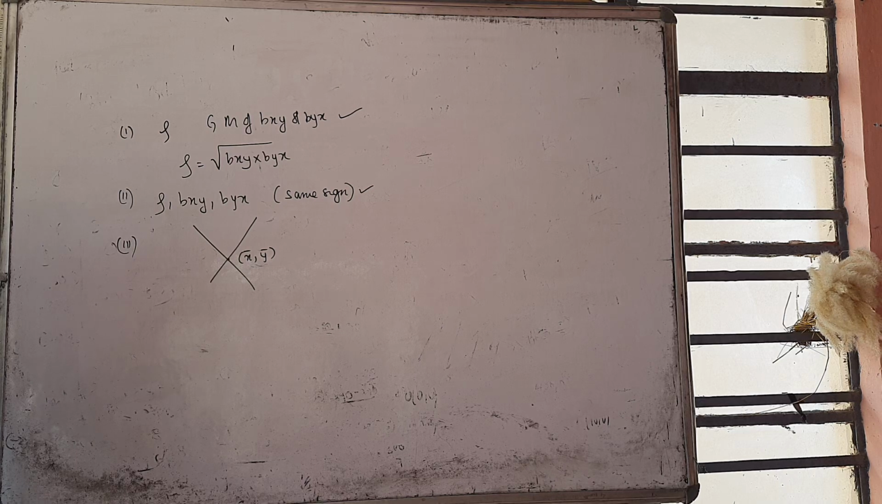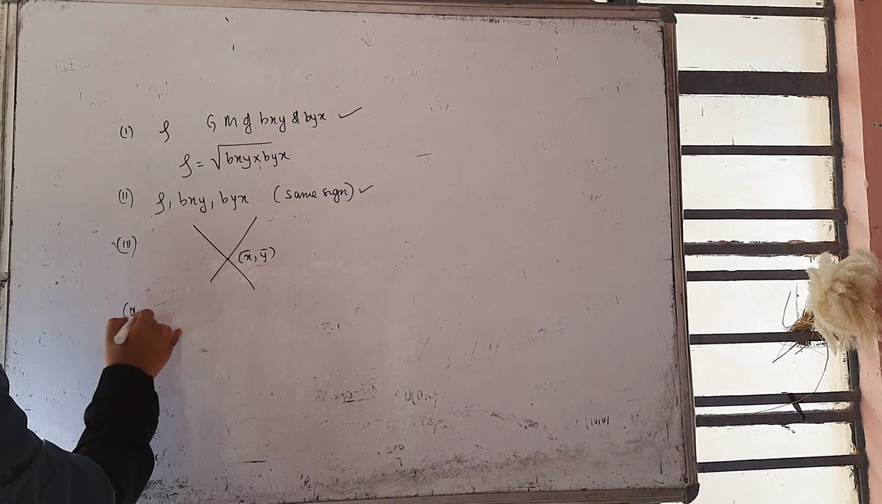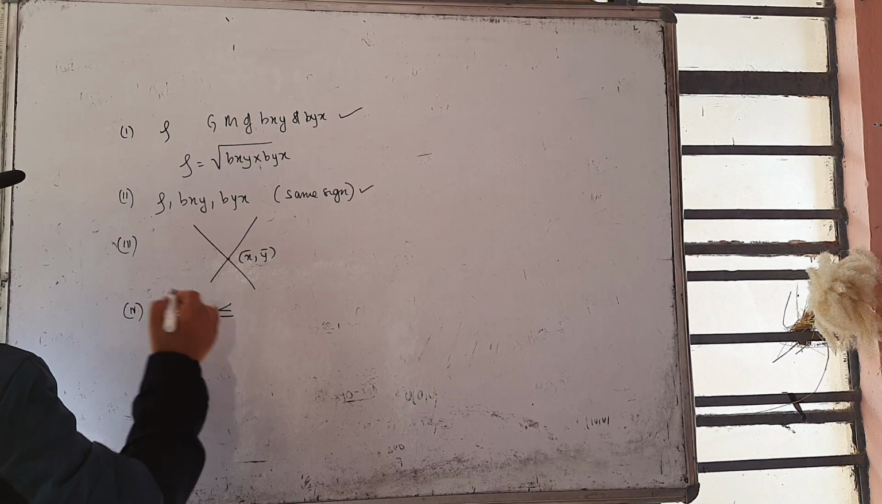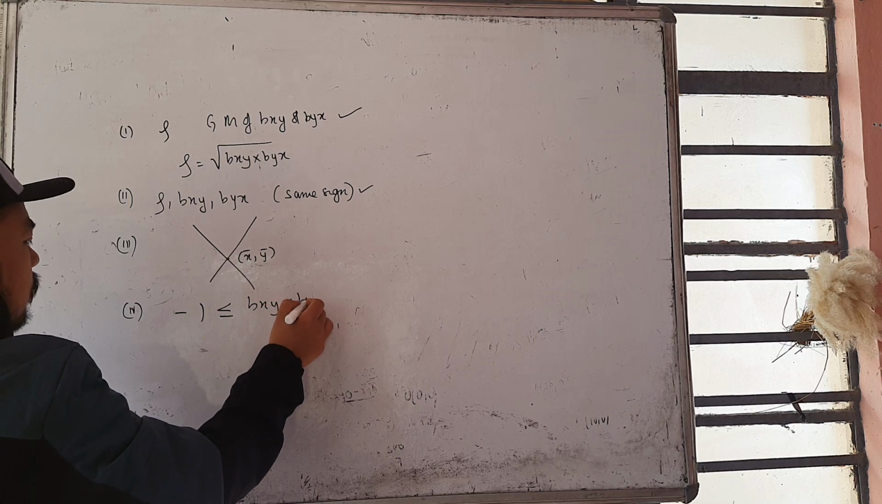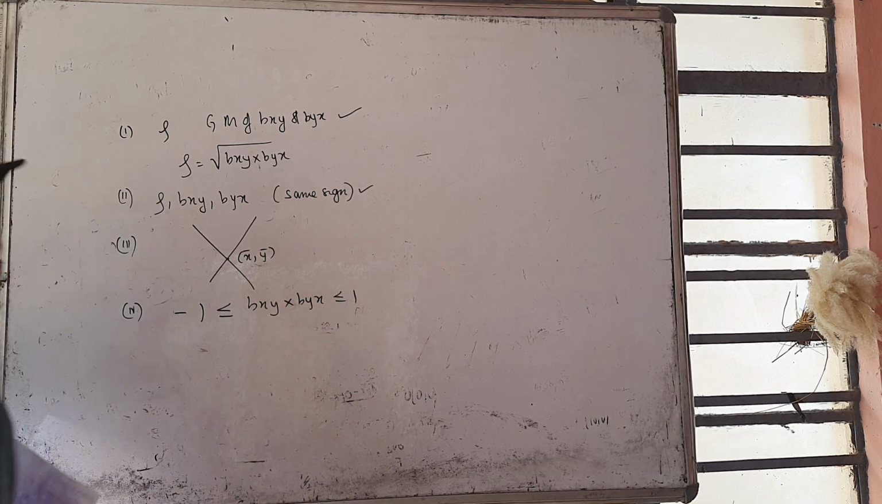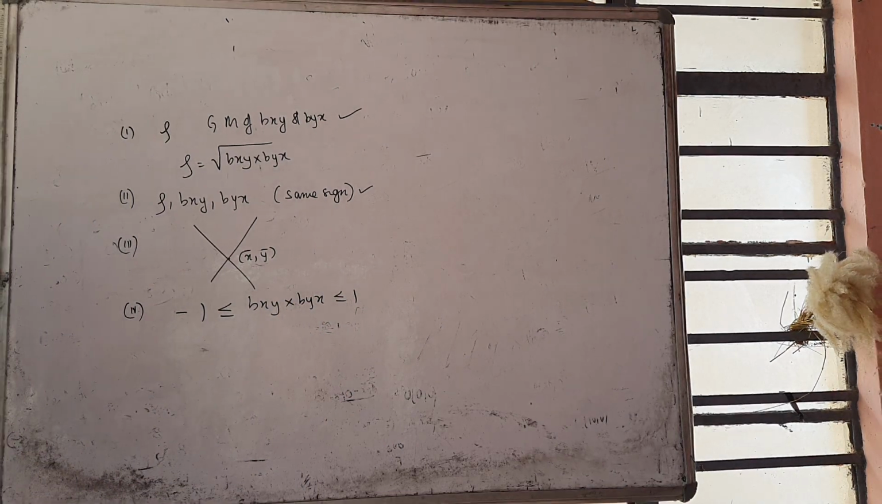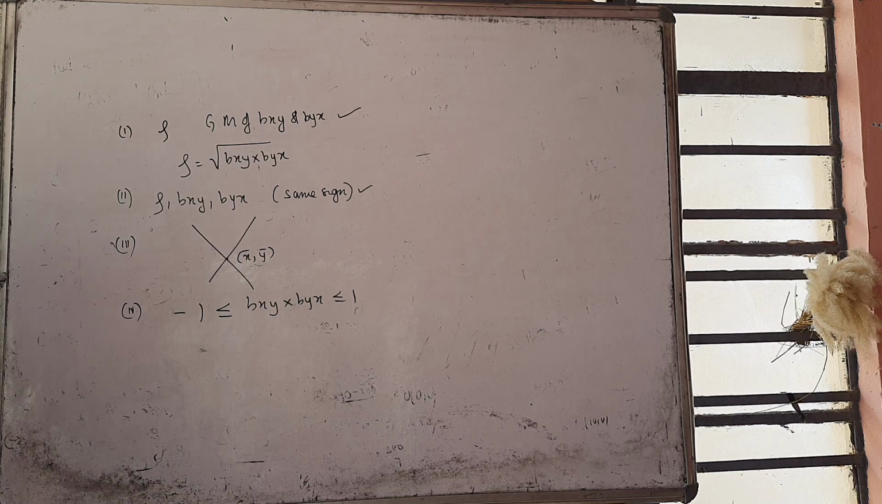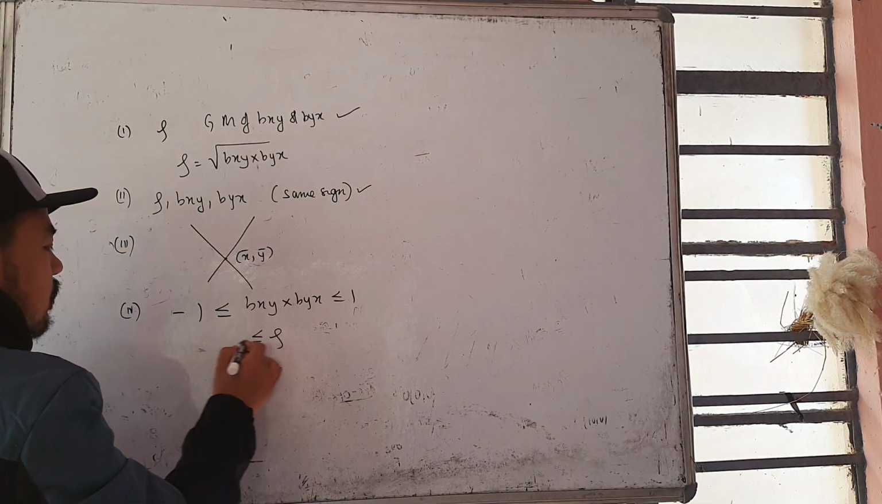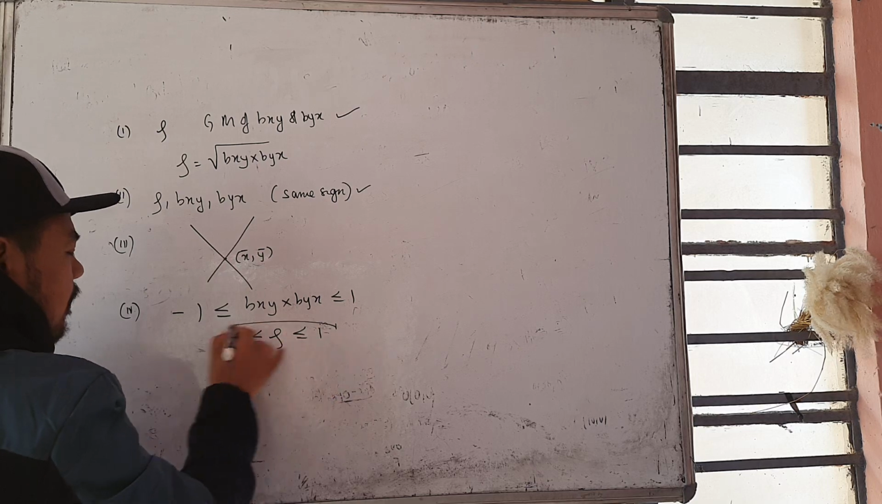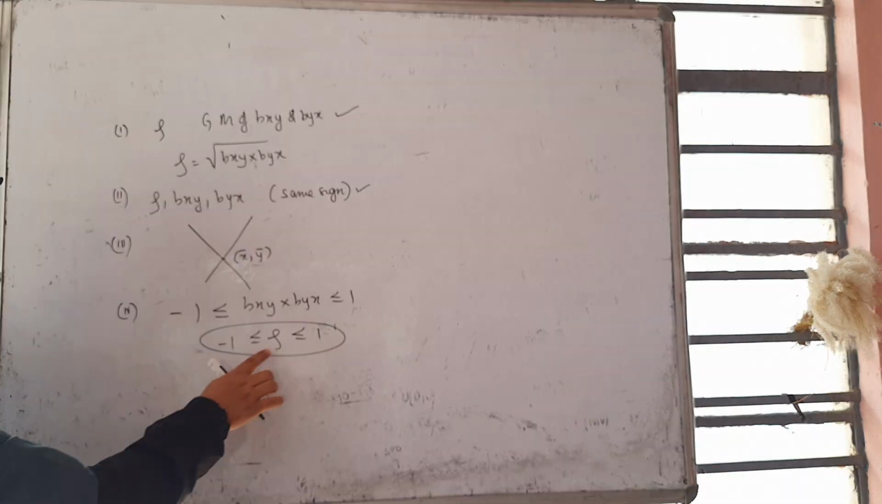So obviously the last one is the wrong answer. Is it clear? So the fourth one they are saying, -1 less than or equal to bxy into byx is less than or equal to 1. This is false. Why is this false? Because everyone, because rho will lie between -1 and 1. Is it clear, everyone? But rho is what?